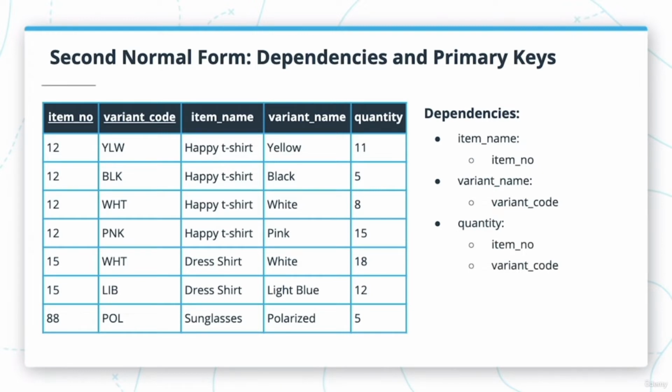Another way yet to put it is that you cannot simply talk about the quantity of yellow shirts. Sorry, you cannot only talk about the quantity of happy shirts. You have to actually talk about the quantity of a variant of an item. So to repeat, the item name only depends on one part of the primary key. The variant name only depends on one part of the primary key, but the quantity is actually describing a value that depends on the full primary key. It depends on both item number and variant code.